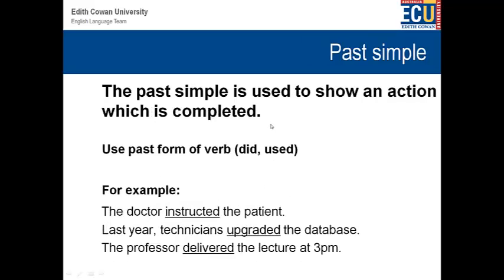Past simple. Why do we use past simple? Well, it's used to show an action which is completed. We use the past form of a verb: did, used. For example, the doctor instructed the patient. It's a completed action. It happened in the past. Last year, technicians upgraded the database. So we know it happened last year.